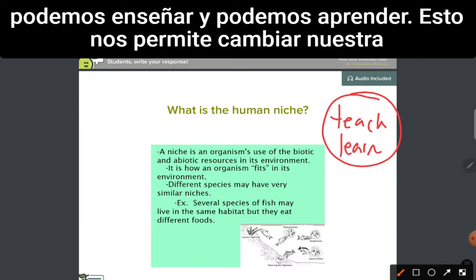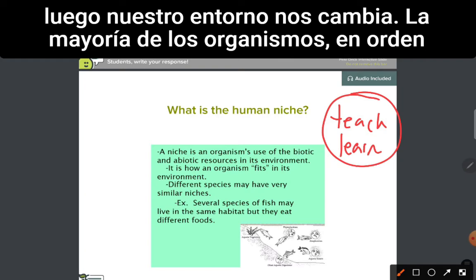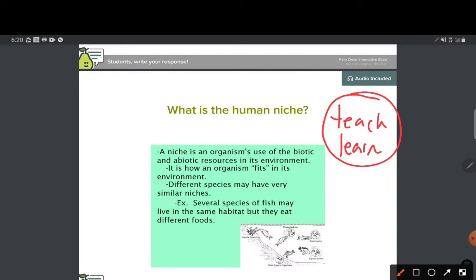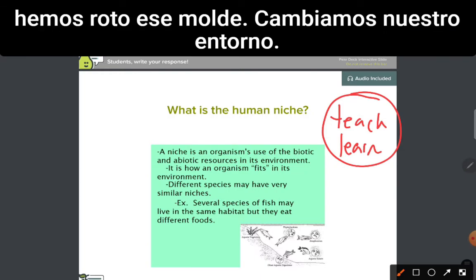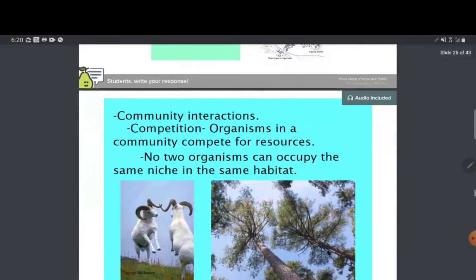This allows us to change our environment rather than our environment changing us. Most organisms, in order to adapt, must go through evolution. The environment changes them. Humans, we have broken that mold. We change our environment. And so that is the human niche, if I were to put it some way.